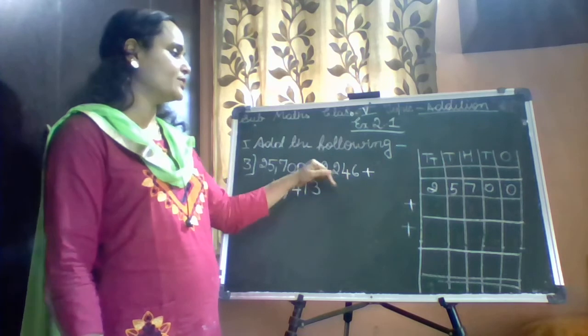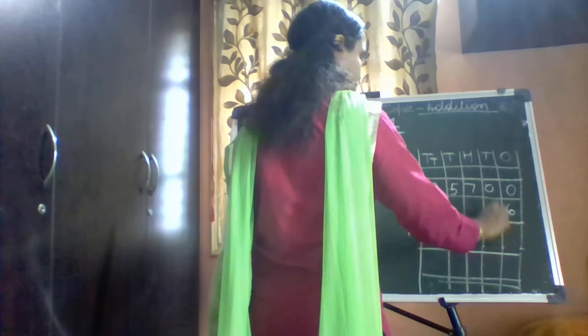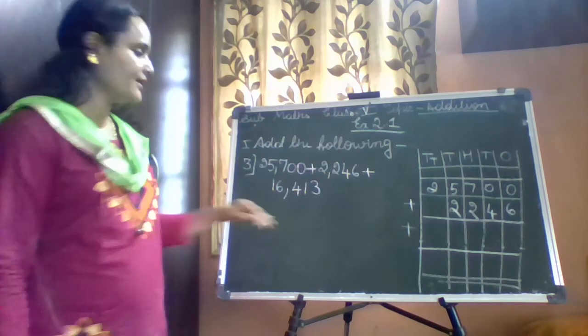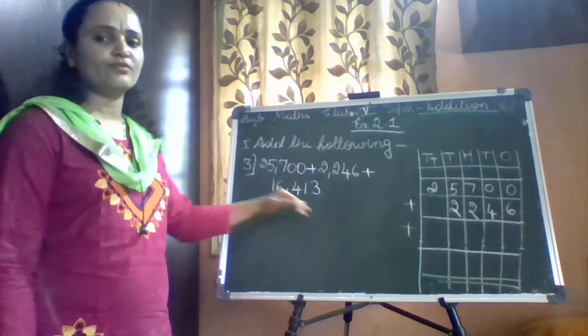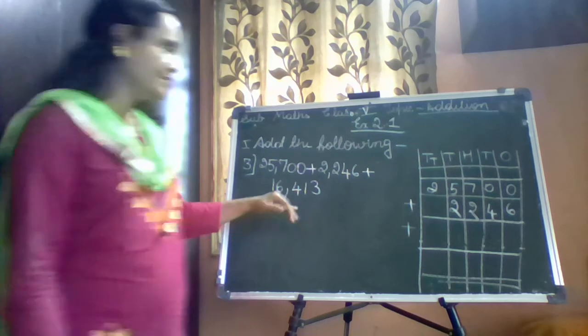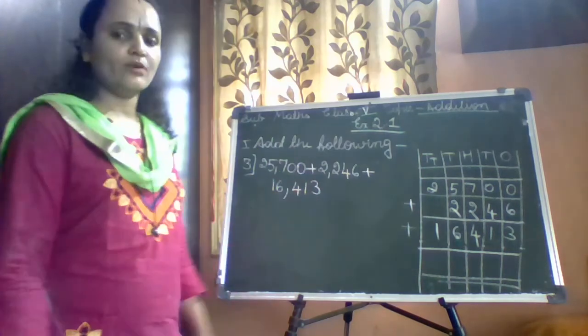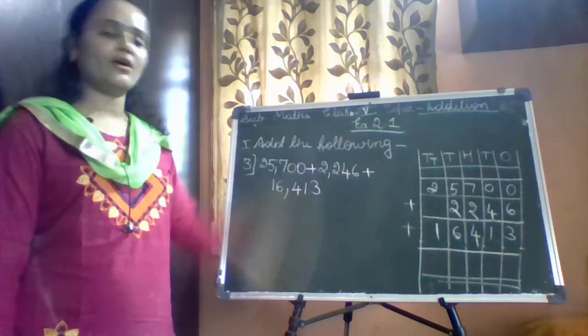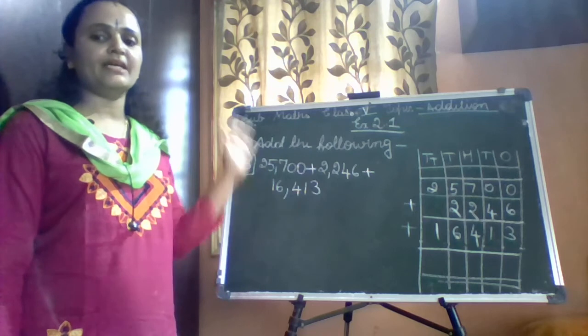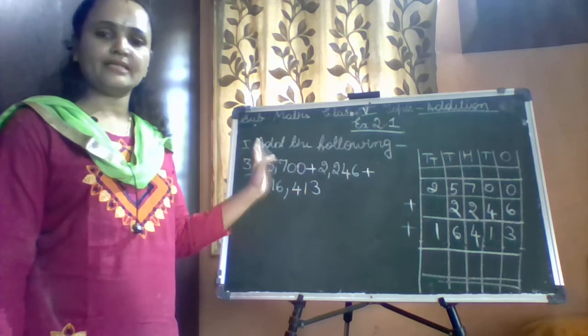So what is the number 2,246? 6, 4, 2 and 2. Okay. Next 16,413. So 3, 1, 4, 6 and 1. Fine. Now you have 3 numbers. Add all the 3. Whatever you have to carry, carry it and then write the answer.